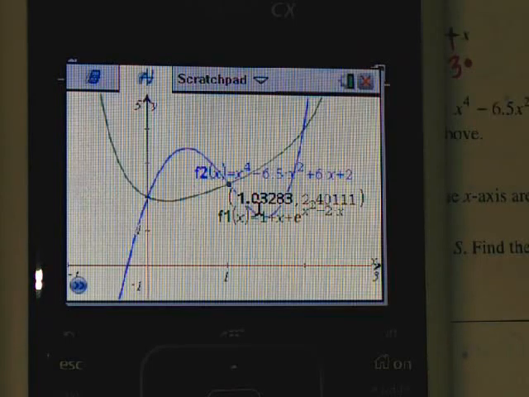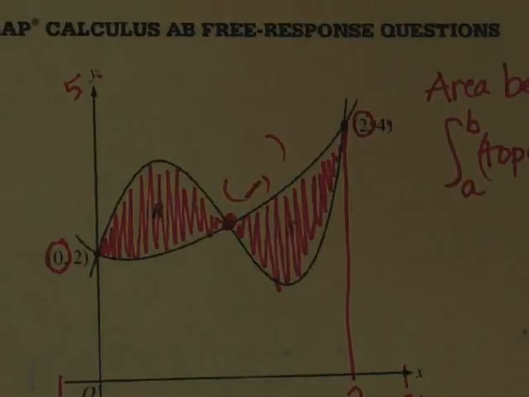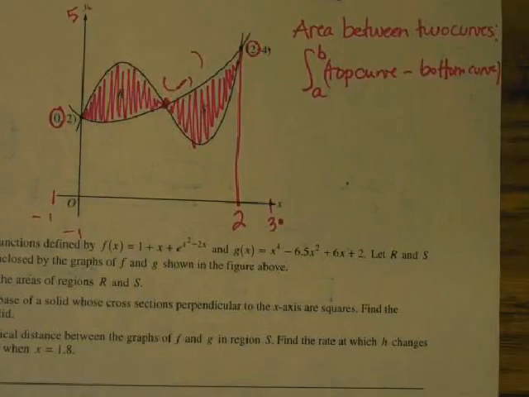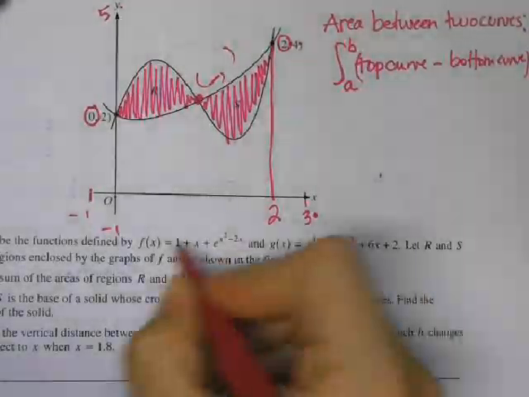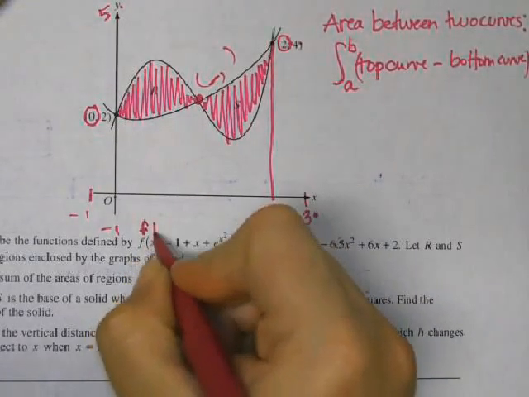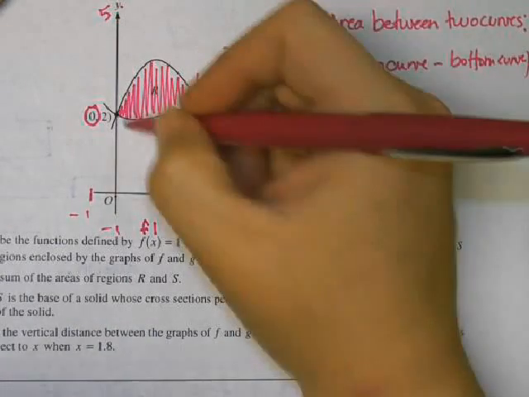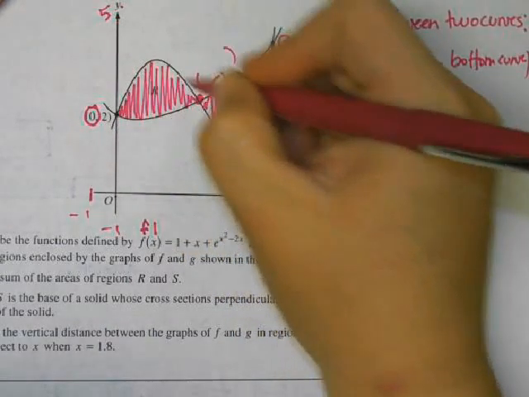Got it? Okay, so here's how we're going to set this up. For region R, we're going to integrate from 0 to, I called it K, whatever you called it, the 1.033. And we're going to do the top curve, which was G of X, or for me the F2 curve, minus the bottom curve, which was F of X, or for me was F1. So this will give me the area of R.